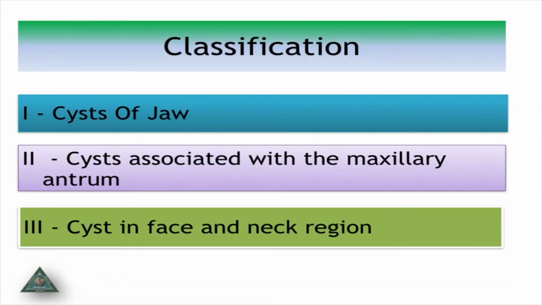We classify cysts according to Shear's classification. It is categorized into three: cysts of the jaw, cysts associated with the maxillary antrum, and cysts in the soft tissue of the face and neck region.